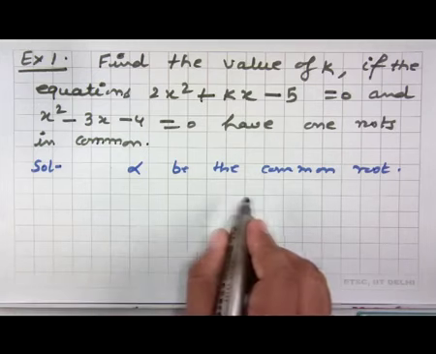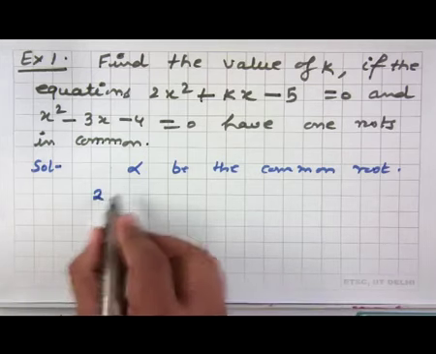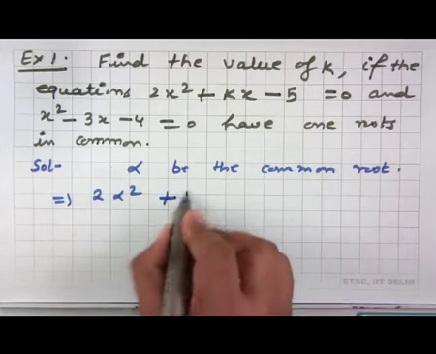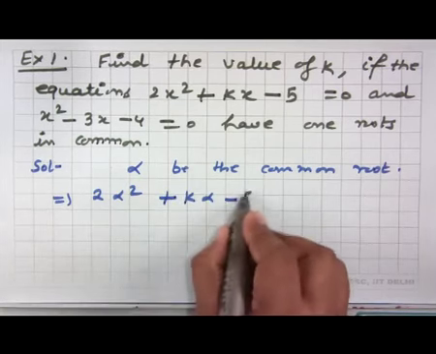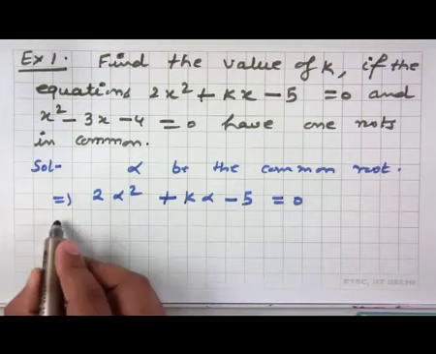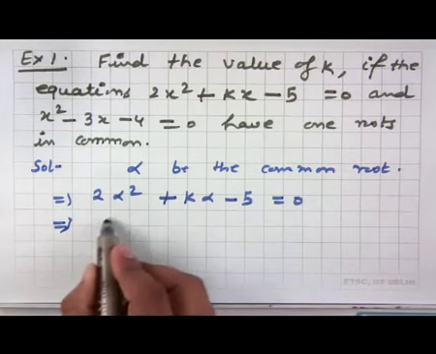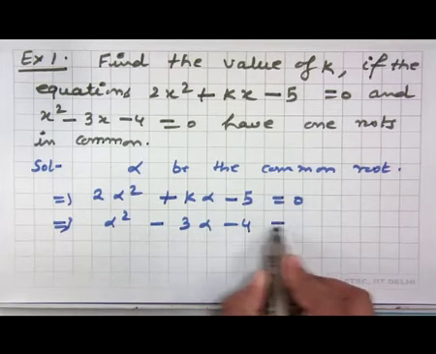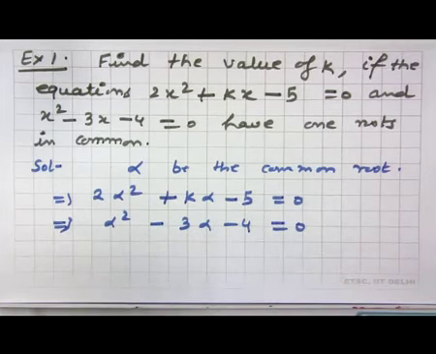Now it will satisfy both the equations. The first equation will be 2 alpha square plus k alpha minus 5 equal 0, and the second equation will be alpha square minus 3 alpha minus 4 equal 0. Now we shall find this by using the cross multiplication method.